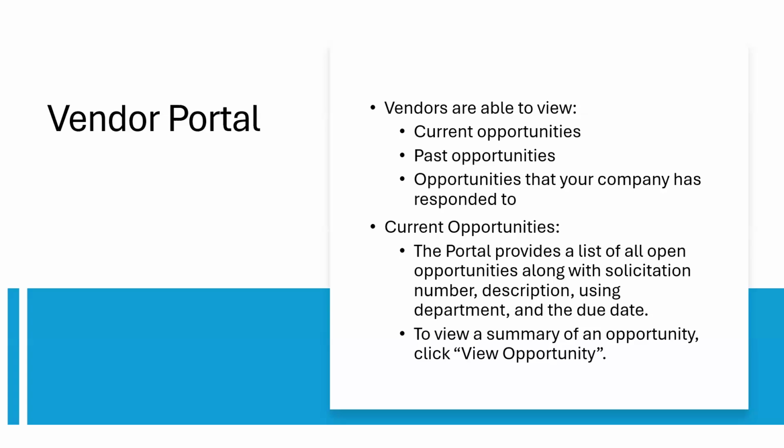All of that is available on the main vendor portal page in Bonfire. So when you click on the current opportunities page, you'll see a list of all of our current open contract opportunities or solicitations, along with the solicitation number, a brief description, the using department, and the due date, just a summary of the information pertaining to that solicitation. In order to actually view the details of that opportunity, you have to click within that opportunity to open it up via the view opportunity link on each line of the project. And I'll show you guys what that looks like.